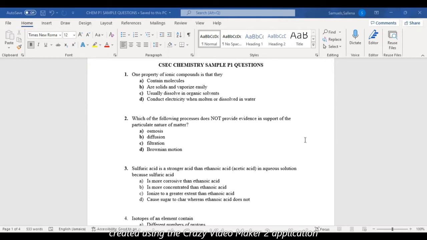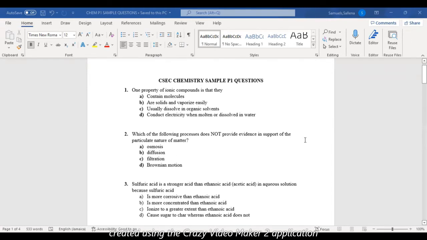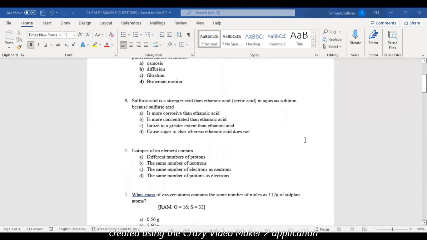Number two, which of the following processes does not provide evidence in support of the particulate nature of matter? The answer is C, filtration, because osmosis, diffusion, and Brownian motion do in fact provide evidence to support the particulate nature of matter. All right, so we have question 3.